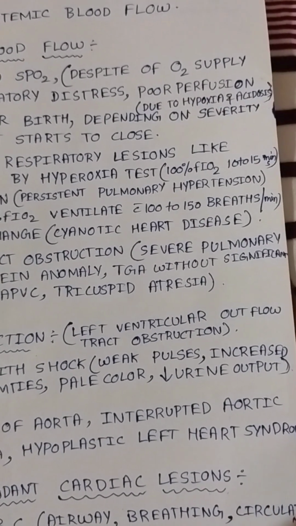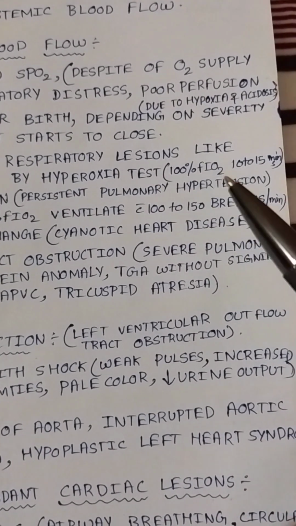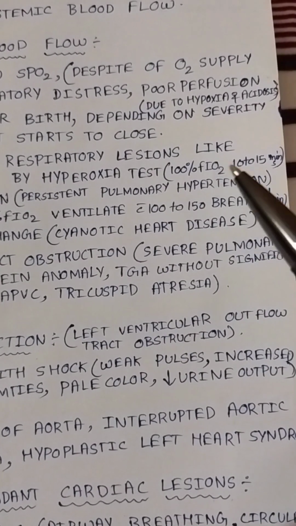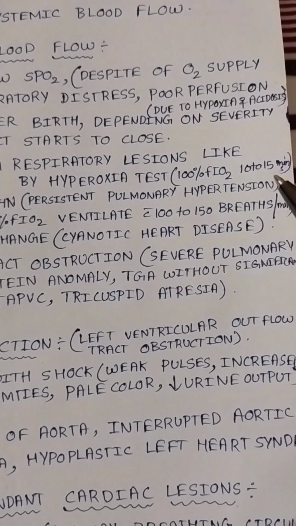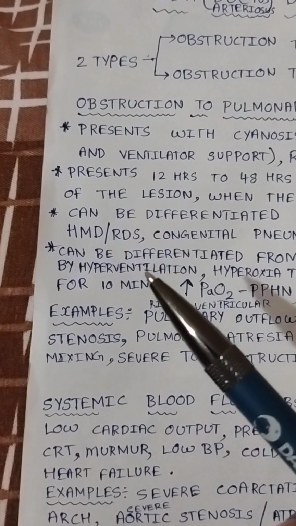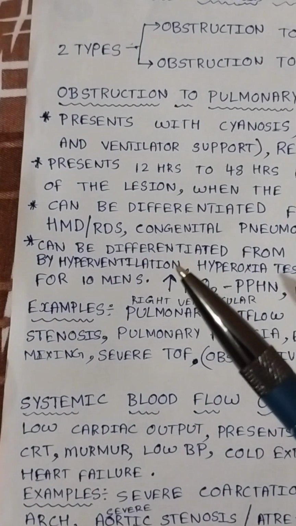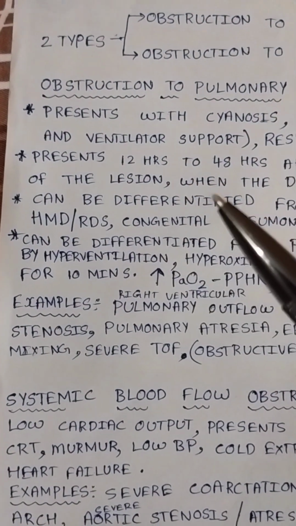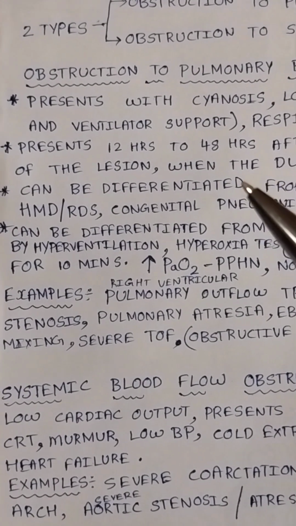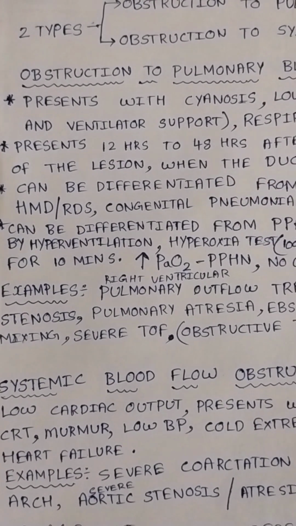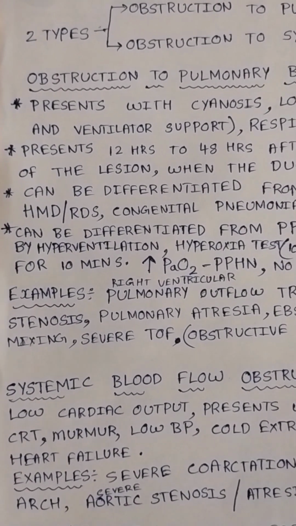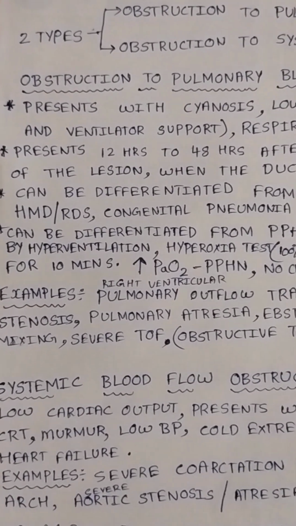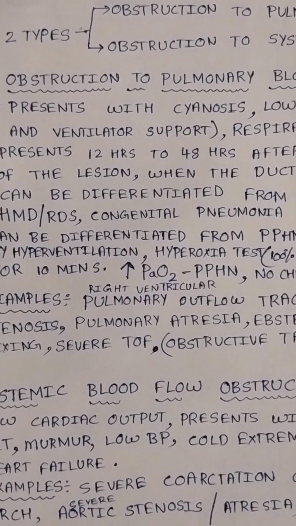for 10 to 15 minutes with the nasal prongs or mask, then the saturation should improve. If the saturations are not improving, it's not a respiratory lesion. At least some amount of saturation should improve if it is a pulmonary lesion.